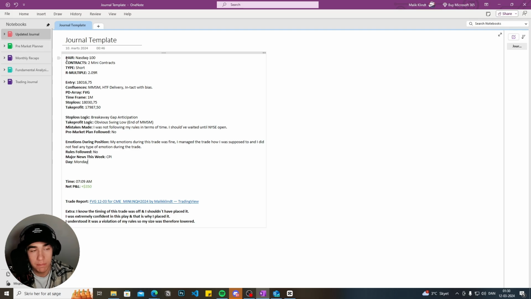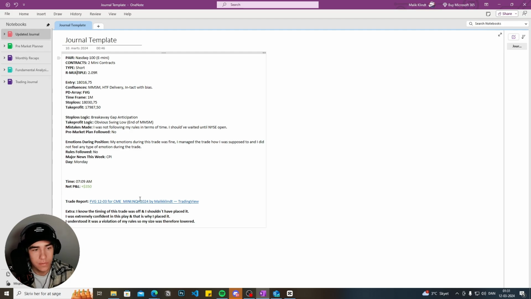So first up, we have the pair. What you do here is just write down the pair which the trade was executed on. In this case, this was executed on the NASDAQ 100, E-mini to be more specific. Whatever pair you executed it on, you write down here. Contracts: this was done with 2 mini contracts. If you're trading forex, you could just switch this out for lots, lot size. Now type, this is just short or long. This was a short trade. R multiple, risk to reward: this was a 2.09 R.